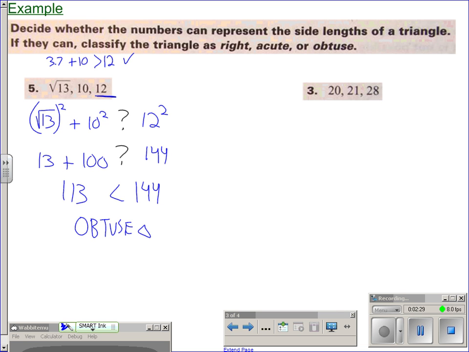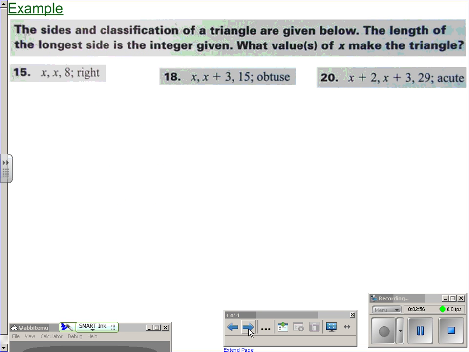Same idea in this second example. I'm just going to set it up, but you can solve it on your own. If it's going to be a right triangle, the 28, the longest side, will be your hypotenuse. So we go 20 squared plus 21 squared, and again, a question mark, that's what we're trying to figure out, compared to 28 squared. And then we see what we have. I'll let you finish that one.